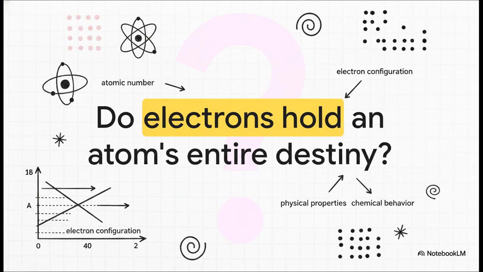Ultimately, what this all means is that you don't need to stubbornly memorize the periodic table. You really just need to understand its underlying logic. The atomic number dictates the electron configuration, which dictates the period and group, which in turn perfectly predicts physical properties like atomic radius and chemical behavior. It is a beautifully interconnected system. Which leaves us with a final, fascinating thought to ponder. If you know an atom's electrons, do you hold the blueprint to its entire destiny?